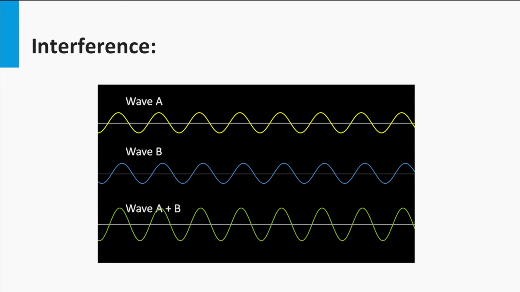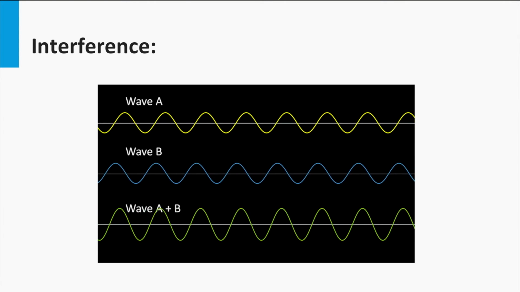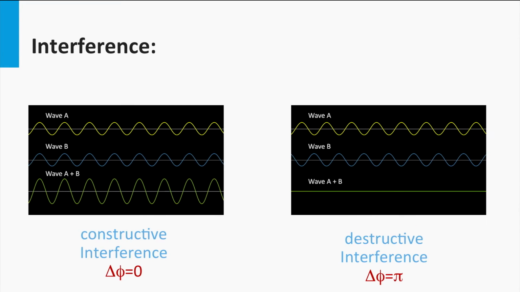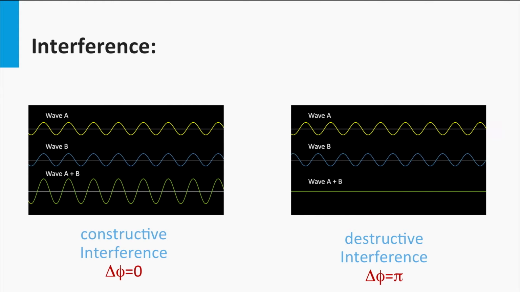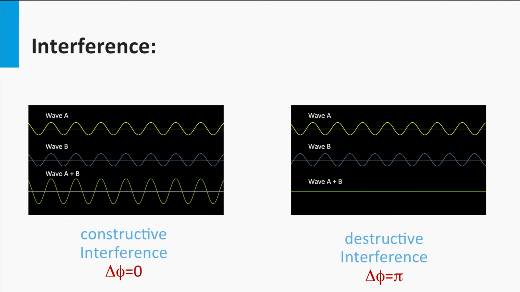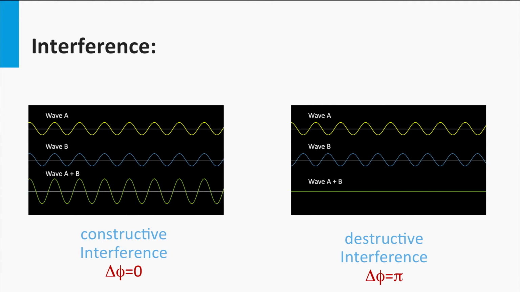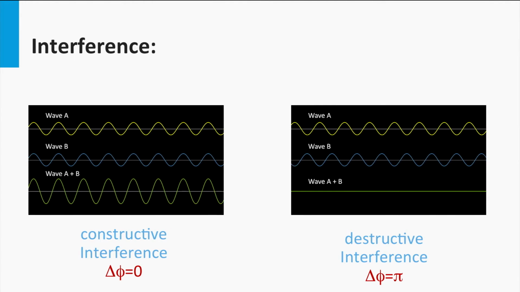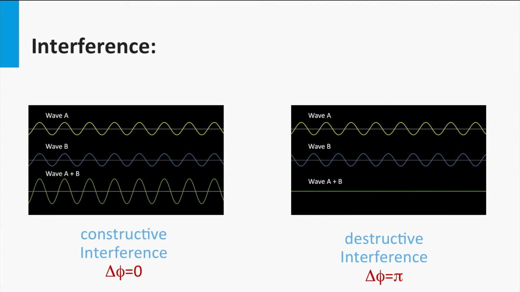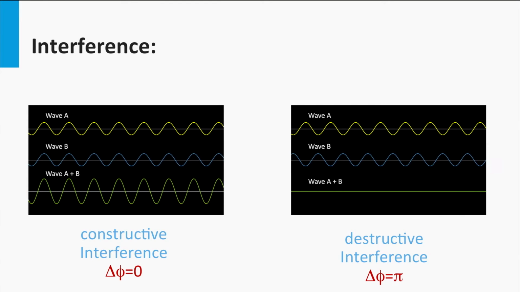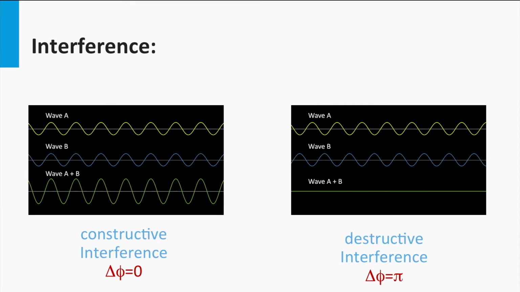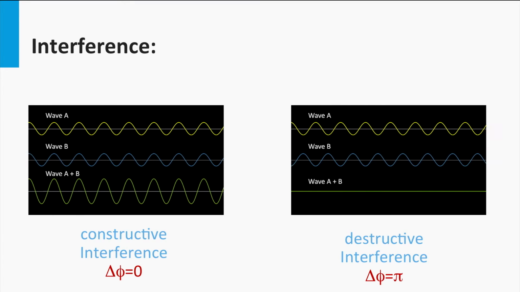It means that the resulting amplitude of a wave A plus B can be larger or smaller than the original waves A and B. When two waves A and B are traveling in the same direction and are in phase, the resulting amplitude is larger than for a single wave. This situation is called constructive interference and is shown on the left. When waves A and B are in antiphase, the amplitude of the resulting wave is equal to 0. This situation is shown on the right and is called destructive interference.